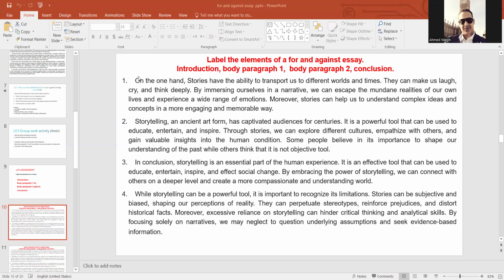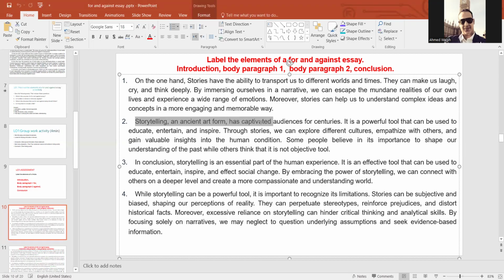Yes, we cannot start the introduction with on the one hand, or in conclusion, or while. So we can start with this: storytelling, an ancient art form, and so on. So it's talking about storytelling here. Can you find a thesis statement in this introduction? Some people believe in its importance to shape our understanding of the past, while others think that it's not objective. So I know now that you're going to talk about these two points in the coming two paragraphs or four paragraphs. So start your first point.